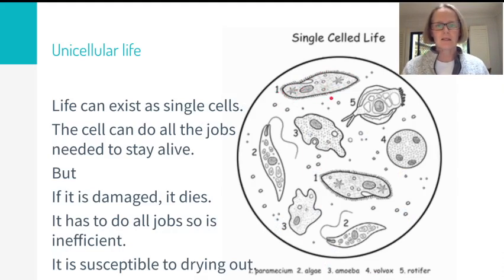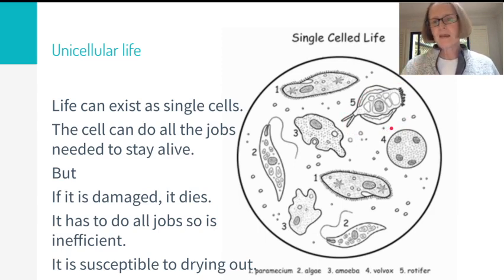We've got some algae, number 2 there, that's Euglena. Number 3 is an amoeba. Number 4 over here, this is green, it's Volvox. And number 5 up here is a rotifer. That's a mobile, single-celled organism.